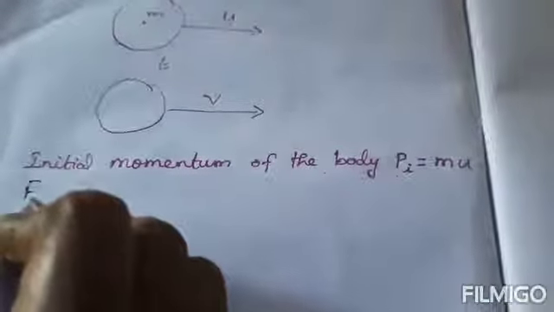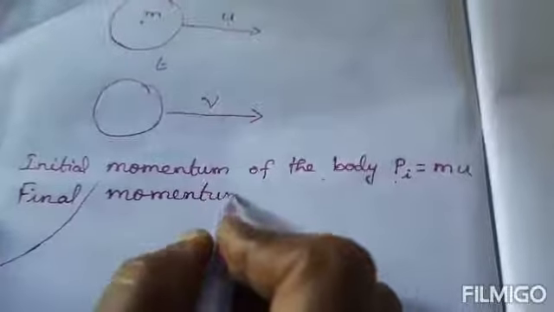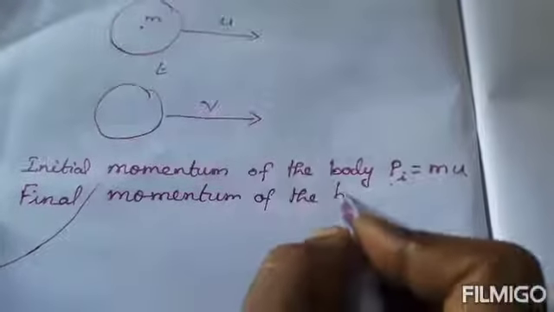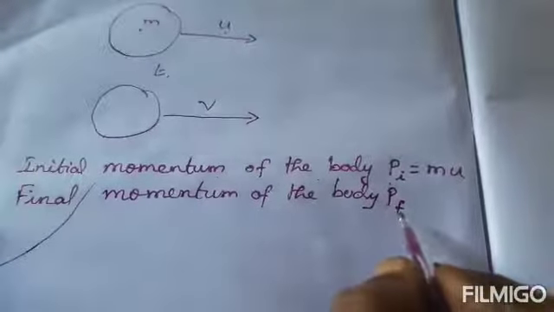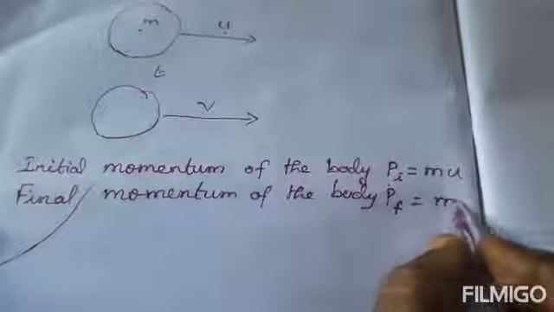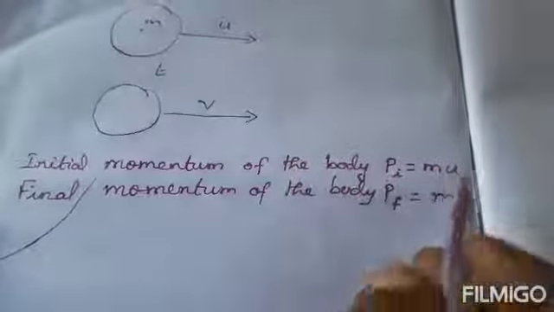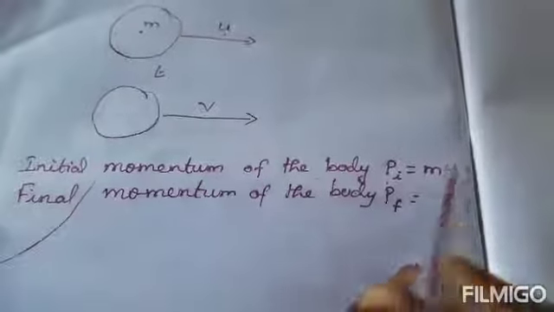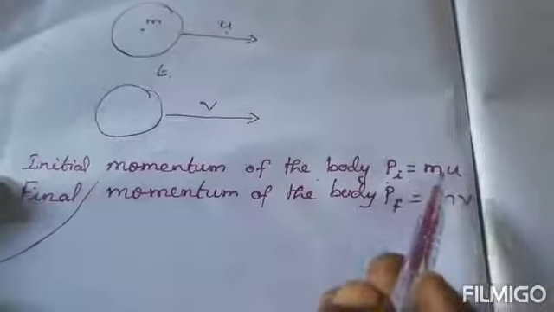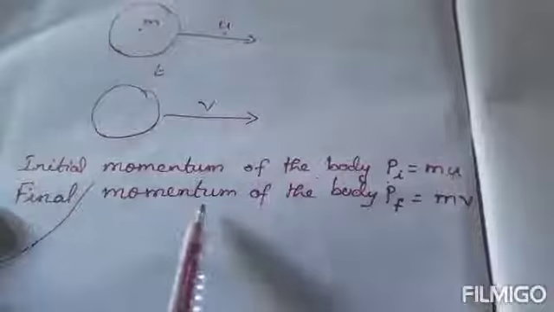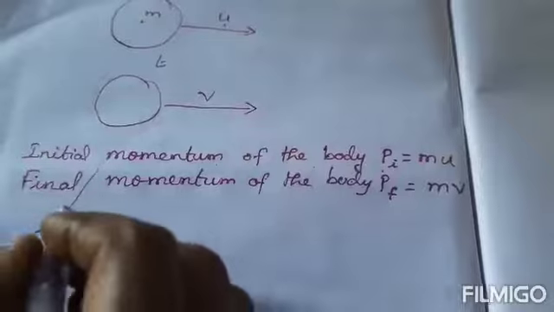Next one, final momentum of the body, Pf. P means momentum, f means final. So Pf equal to m into v. Here m means mass, v final velocity; earlier, m mass, u initial velocity. All of you understand these two lines. Initial momentum of the body Pi equal to mu. Final momentum of the body Pf equal to mv. Next one is change in momentum.